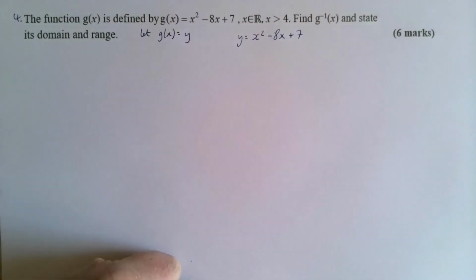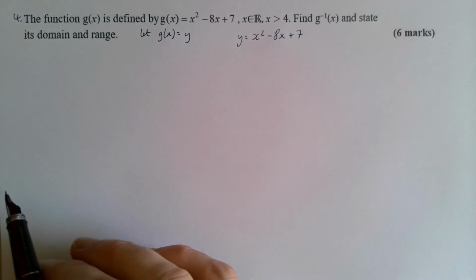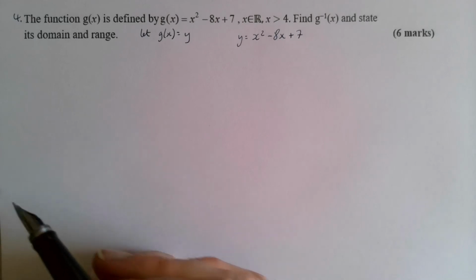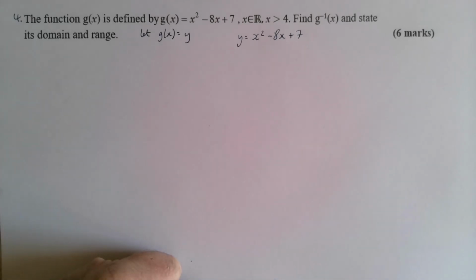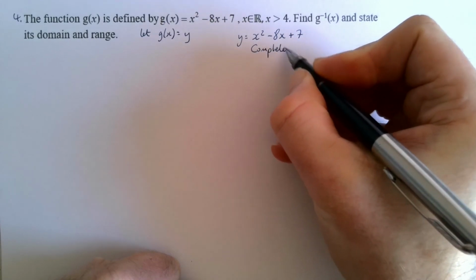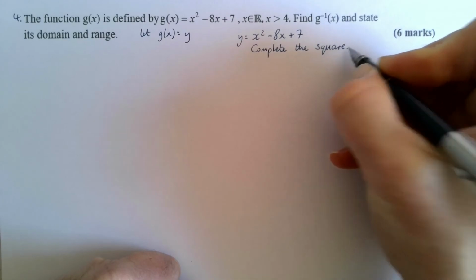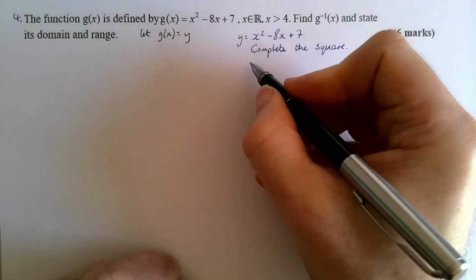But the tricky thing here is you can factorize that into x minus 1, x minus 7, but that's not going to help you to isolate x on its own, because you're going to have 2 different x's which are difficult to sort out. So in this situation with a quadratic, that's when you need to complete the square, folks.